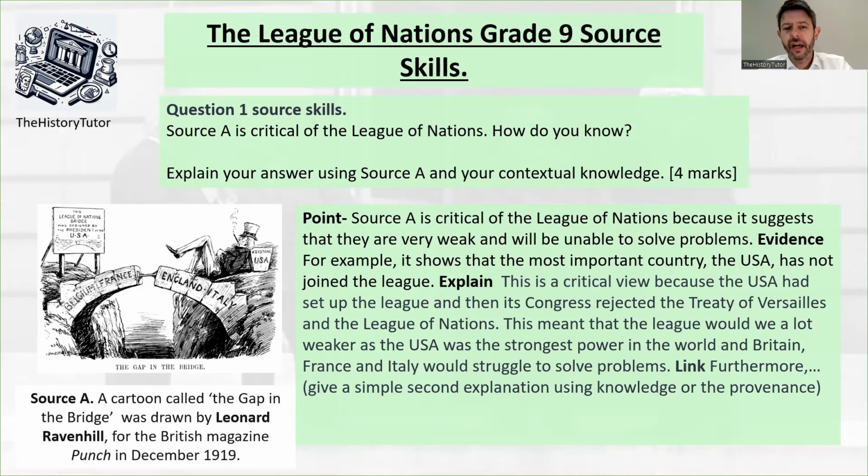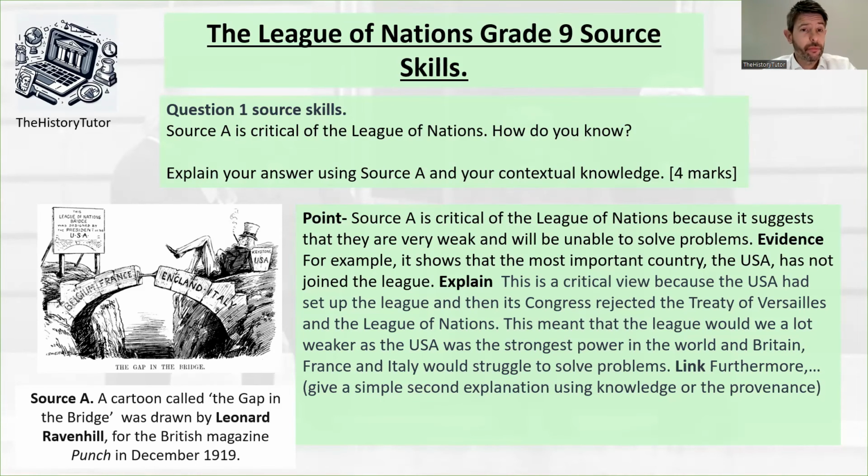This is a critical view because the USA had set up the League and then its Congress rejected the Treaty of Versailles and the League of Nations. This meant the League would be a lot weaker as the USA was the strongest power in the world and Britain, France, and Italy would struggle to solve problems. Okay, so there we are. There's a little bit of knowledge. It's quite simple. And then we could do it furthermore using another bit of knowledge or the provenance, or maybe a combination of the two.